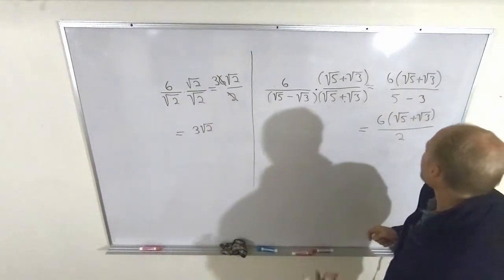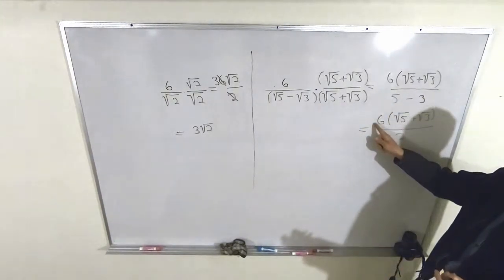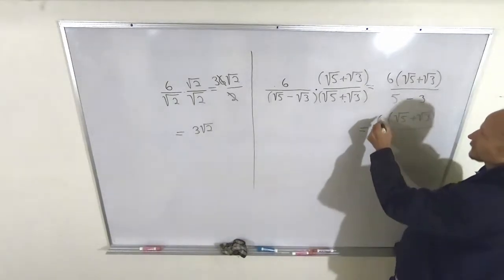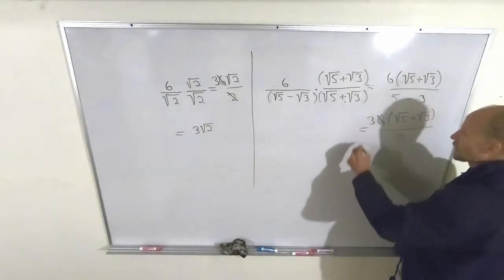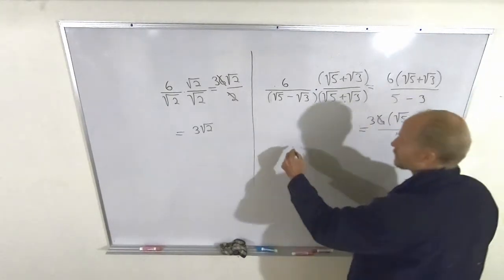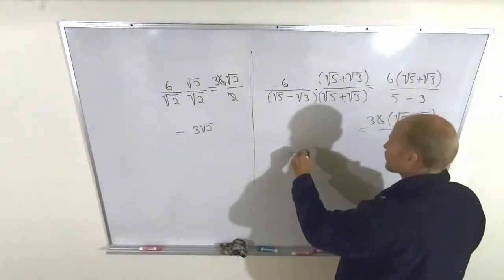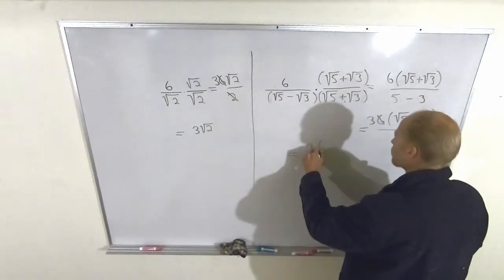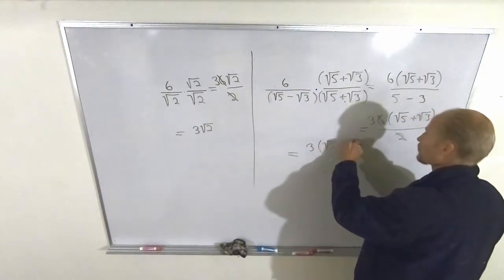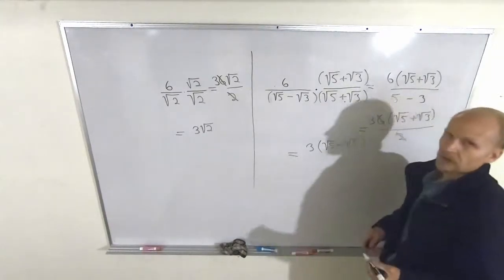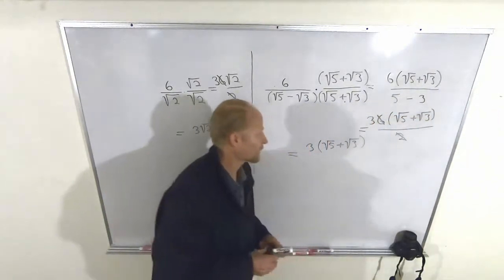Now, luckily enough, my 6 will cancel with my 2. Alright, so 6 cancels with 2 to become a 3. So my final answer, let me put it over here in the center where it's more easily seeable. We have 3 times the quantity, square root of 5 plus the square root of 3. Alright, there you have it.